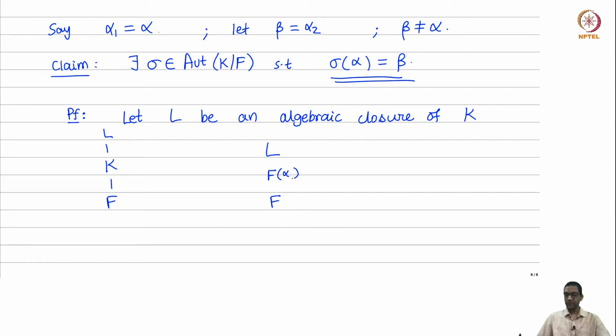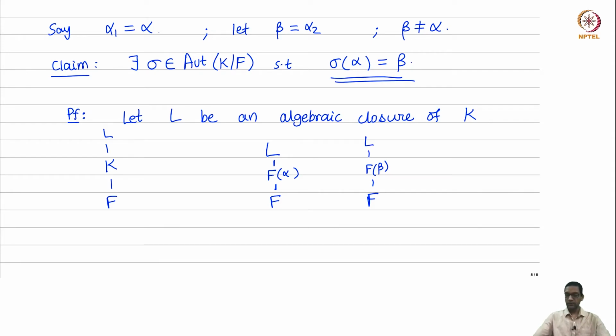This is a subfield of K, right? So recall that alpha and beta are elements of K here. So instead of looking at all of K, I will look at a certain subfield which is F of alpha. Okay, now let's do the same thing on the other side with beta in place of alpha. I look at F beta and I look at L. Okay, so I look at these two extensions.